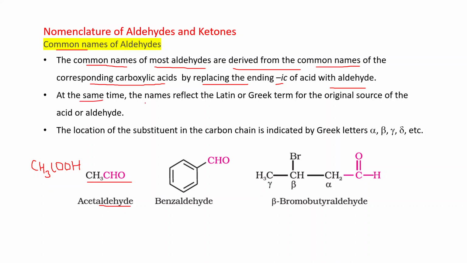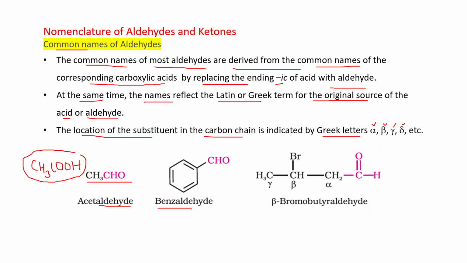At the same time, the names reflect the Latin or Greek term for the original source of the acid or aldehyde. In this case, acetic acid is coming from acetum. Acetum is vinegar. The location of a substituent in the carbon chain is indicated by Greek letters like alpha, beta, gamma, delta, etc.